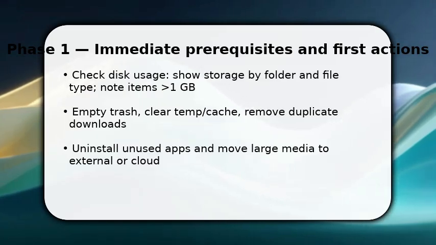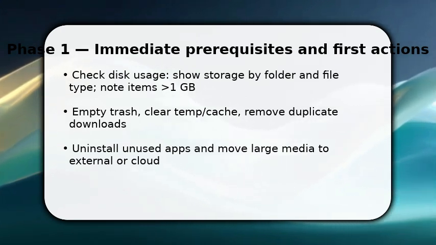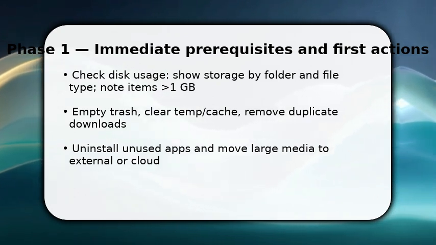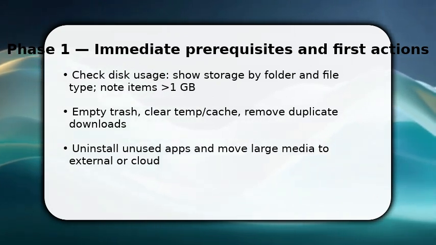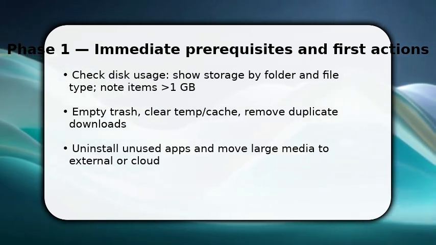You start by measuring. Open your storage analyzer and identify the largest folders so you know where space is going. Once done, empty the trash and clear temporary caches to reclaim quick space. Next, remove or offload apps you no longer use. Prioritize items above 1 GB.